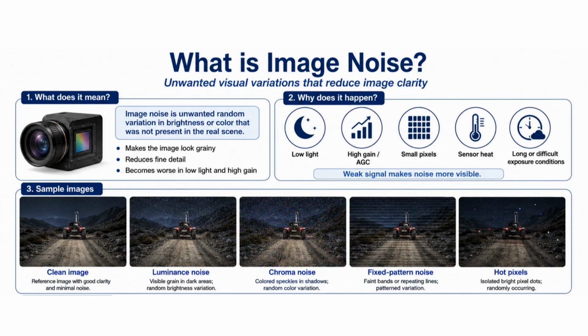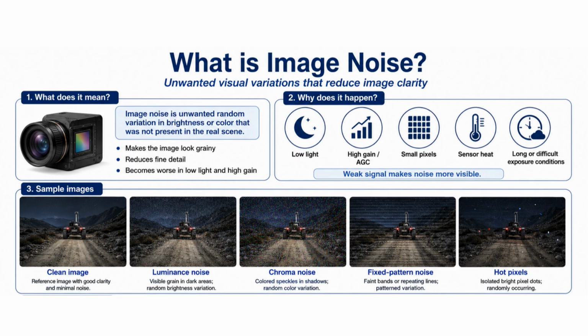Image noise is the unwanted random variation that appears in a camera image, even though it was not present in the real scene. It may look like grain, colored speckles, horizontal bands, flickering, or isolated bright pixels. Noise becomes more visible when the camera receives a weak signal, especially in low light. Common causes include high gain or AGC, small pixels, sensor heat, short exposure times, and electronic readout noise.